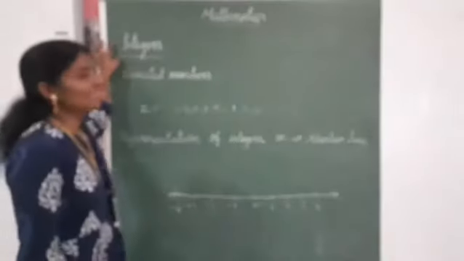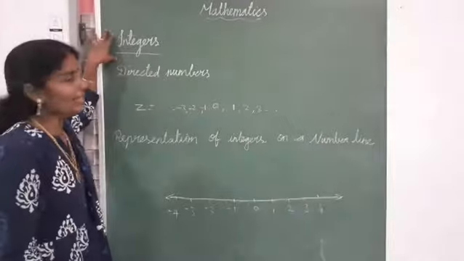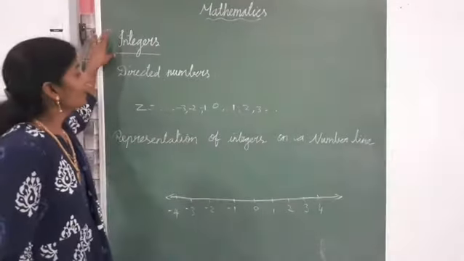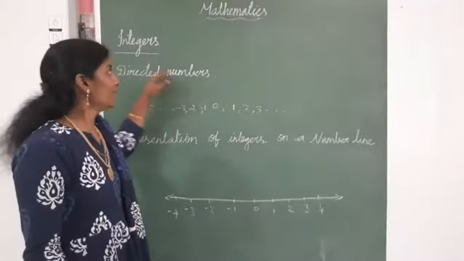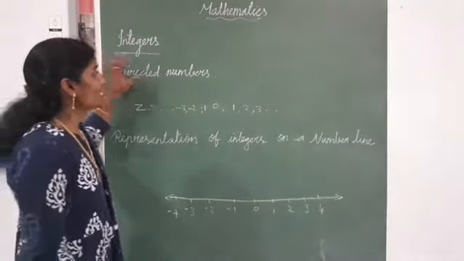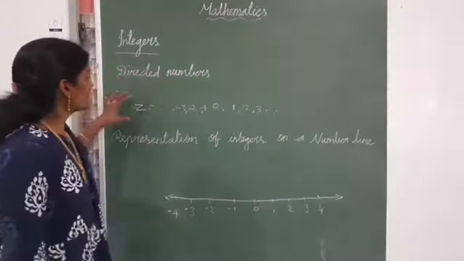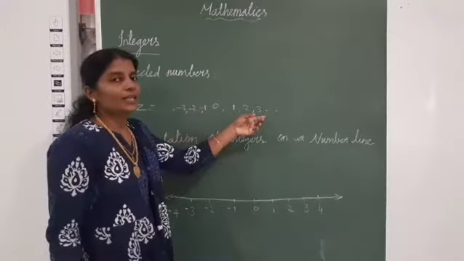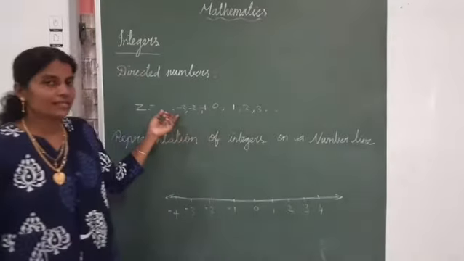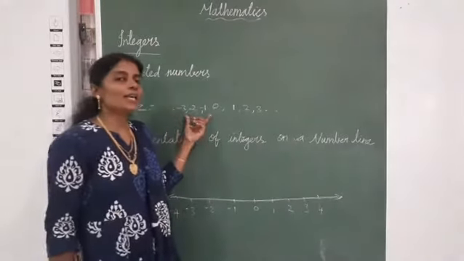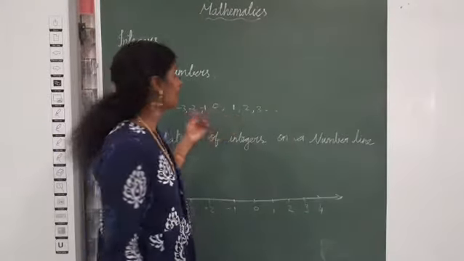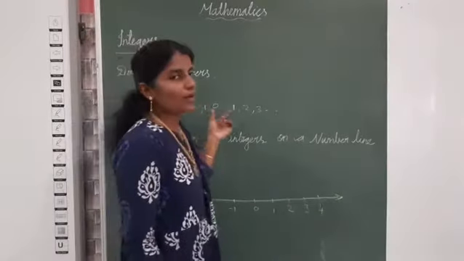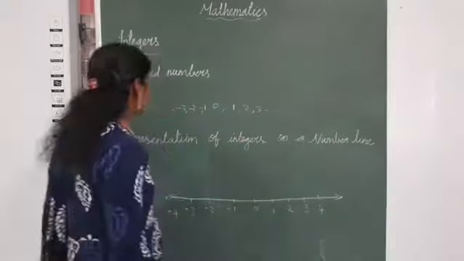Next one, integers. Next, chapter 2, integers. What are integers? Integers are also called directed numbers. Integers are denoted by capital Z, that is 0, 1, 2, 3 and minus 1, minus 2, minus 3, etc. Negative natural numbers and whole numbers are called integers.